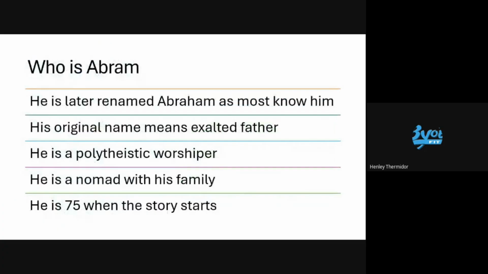So who is Abram? Again, we already know he's renamed later on as Abraham. His original name means exalted father. So Abram means exalted father. He was a polytheistic worshiper, meaning he worshiped many gods. He was a nomad from the Chaldeans, and he lived in a city called Ur. When the story starts, he is actually 75 years old, already an older man.